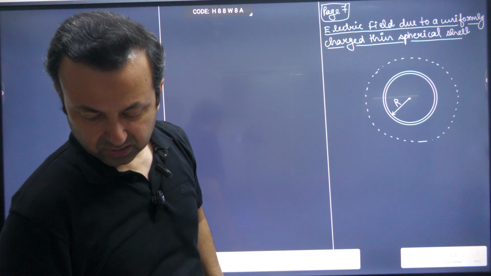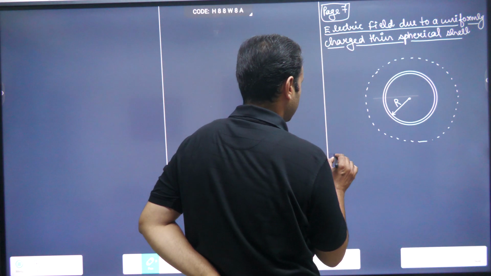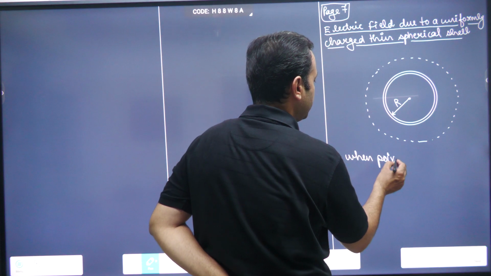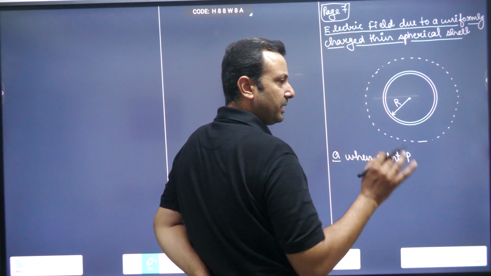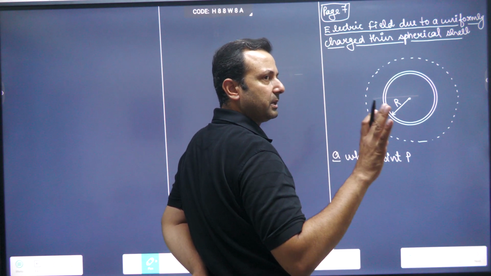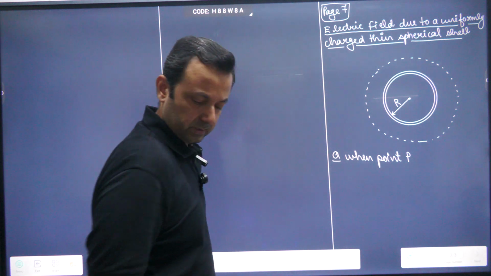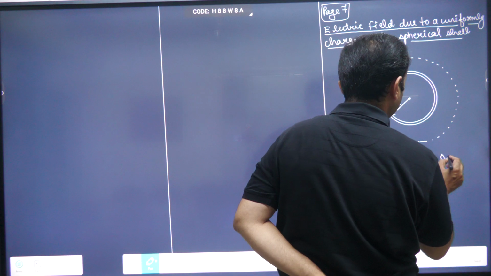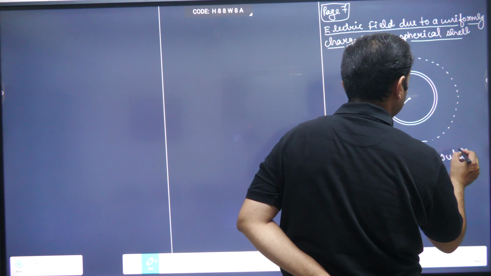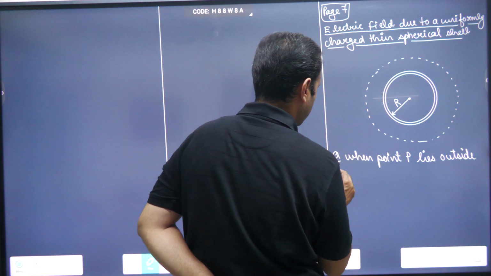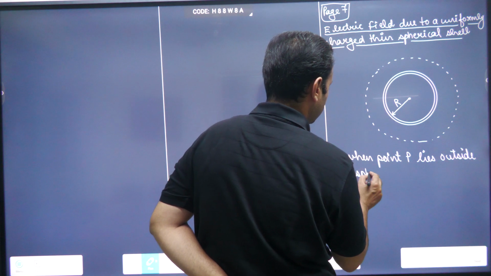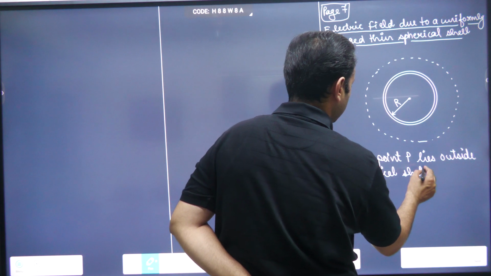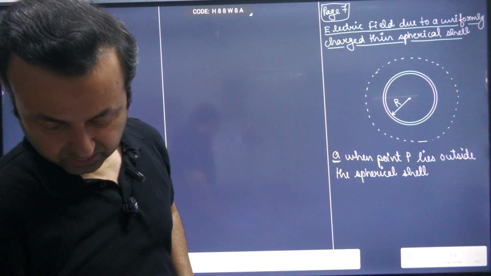First case: when point P lies outside the spherical shell. And what is point P? Always understand that a point where we want to calculate the electric field is taken to be point P. So part A is when point P lies outside the spherical shell.